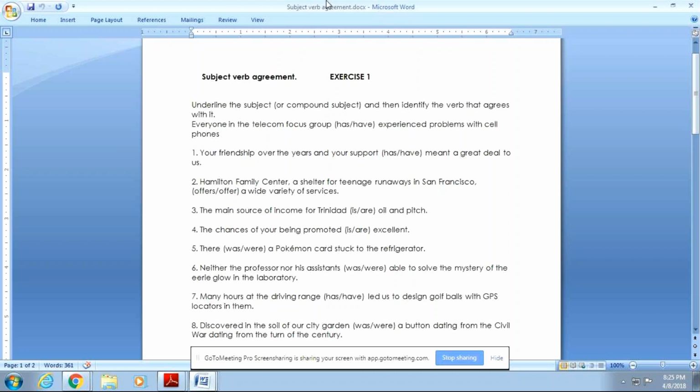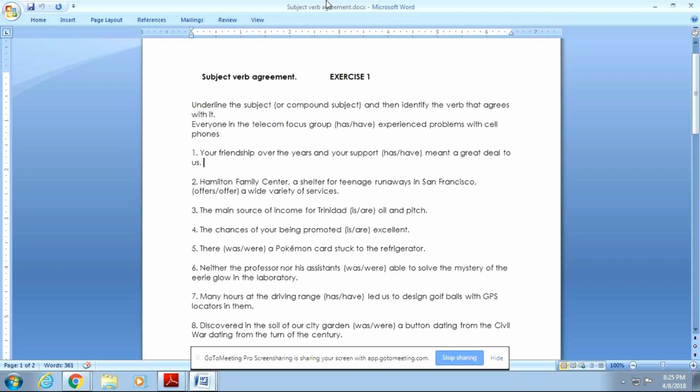And the next sentence: there were a Pokemon card stuck to the refrigerator. What is the subject and what is the appropriate verb? Subject is Pokemon card. Correct. Is that singular or plural? Singular. So it's was. What's supposed to be your verb? Right, that's correct.